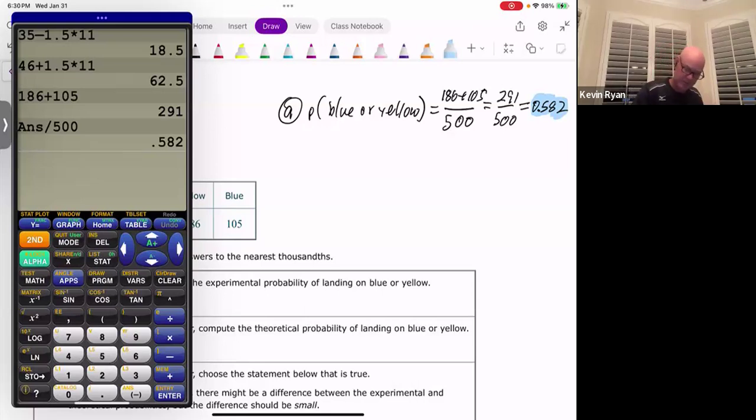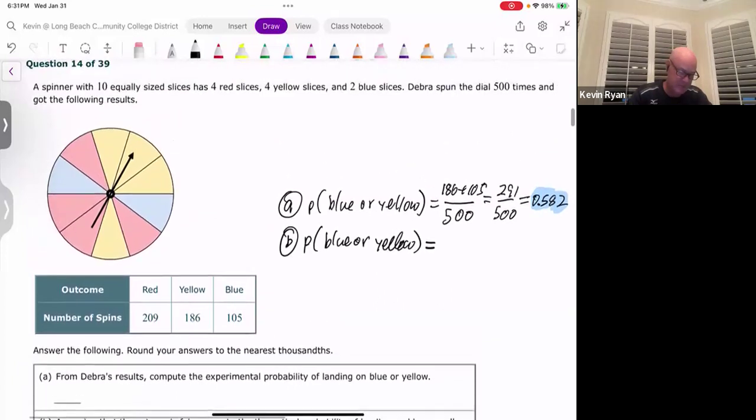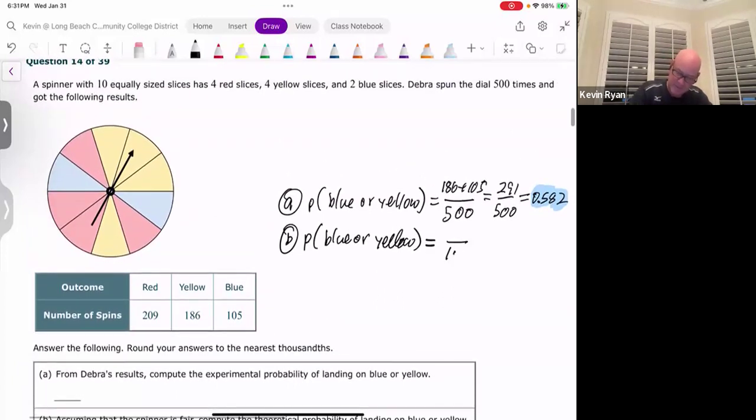All right, part B. Assuming the spinner is fair, compute the theoretical probability of landing on a blue or yellow. So there are, what was it, 10, 10. And how many of them are blue or yellow? So 1, 2, 3, 4, 5, 6 are.